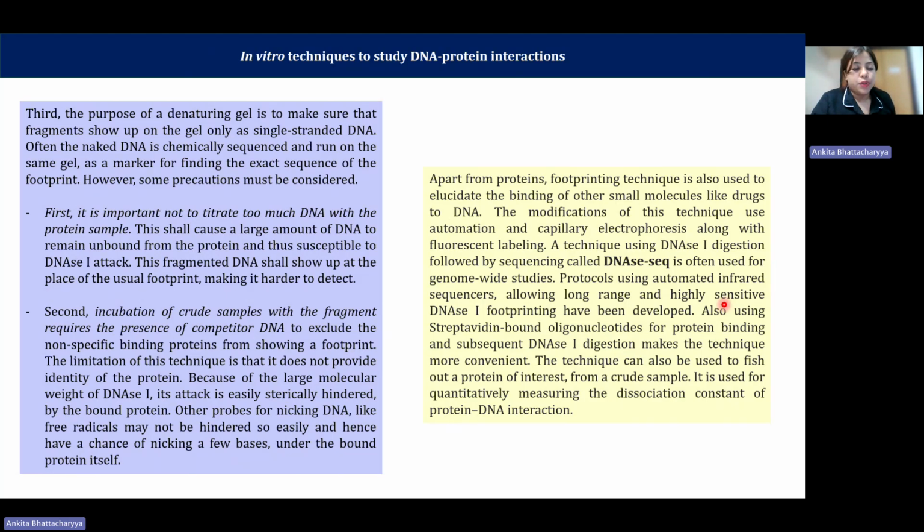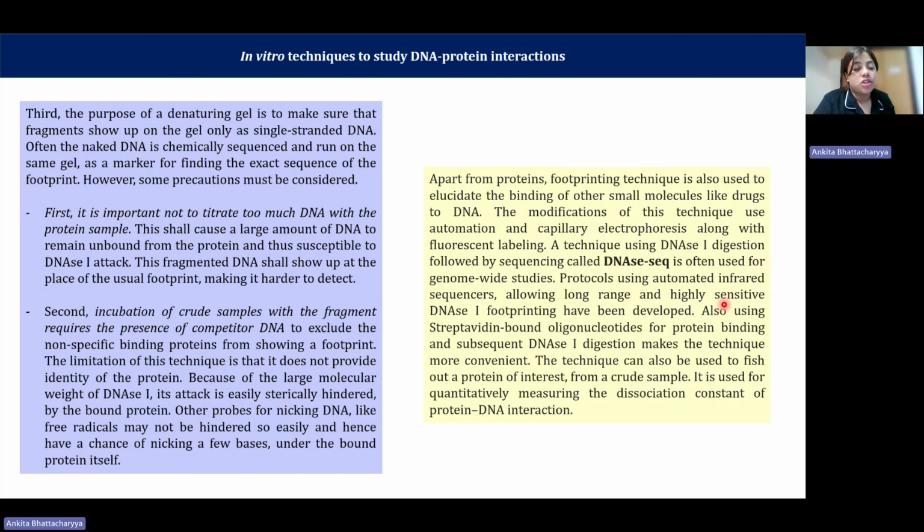And some precautions include that you do not titrate too much DNA with the protein sample. As a result, a large amount of DNA will be unbound and susceptible to DNase 1 attack, which will show up instead of the footprint.